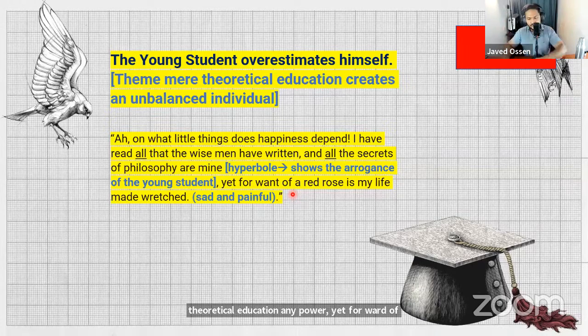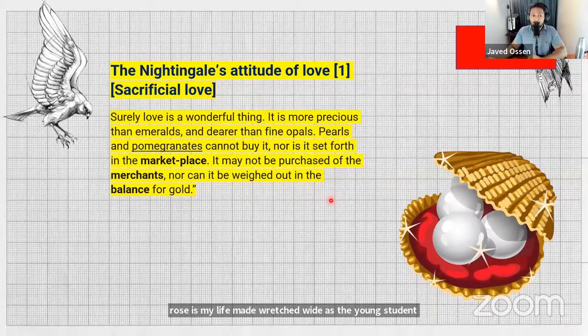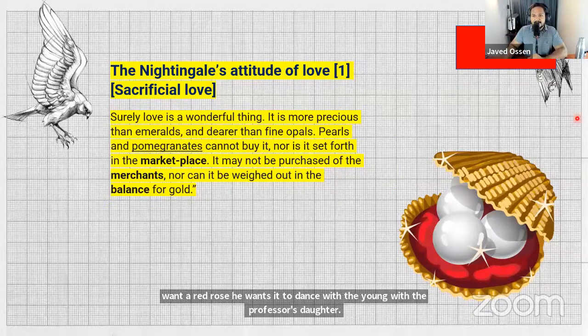Why does the young student want a red rose? He wants it to dance with the professor's daughter. She said that she would dance with me if I brought her red roses, right?